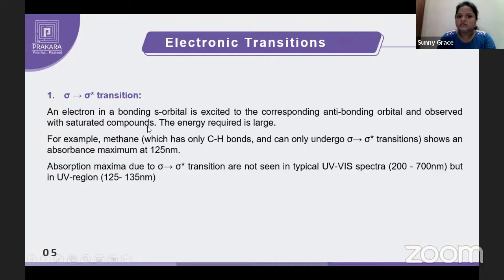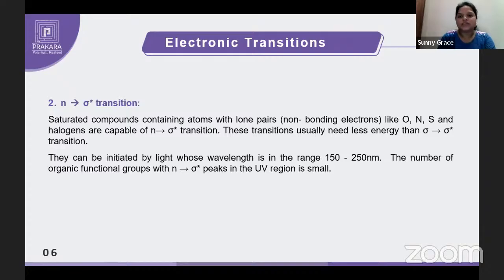This transition will take place only under very high energy, because we have seen that whenever the wavelength is small, energy is high. If you check the maximum absorbance here, 125 nanometers, the wavelength is very small, because of which the absorption takes place at a very high energy level, which is generally not possible, because below 125 nanometers it is not a UV region, and we will generally not see this kind of transition. And the second kind of transition is n to sigma star transition.